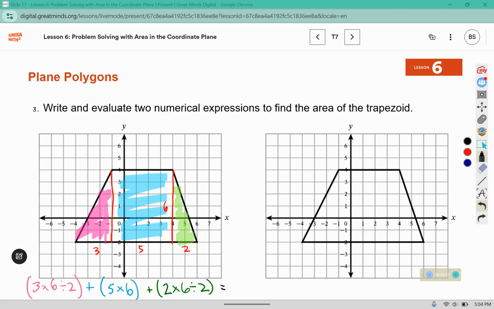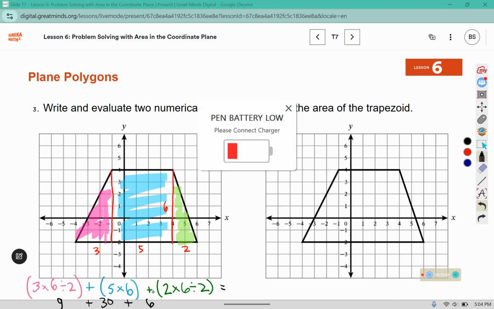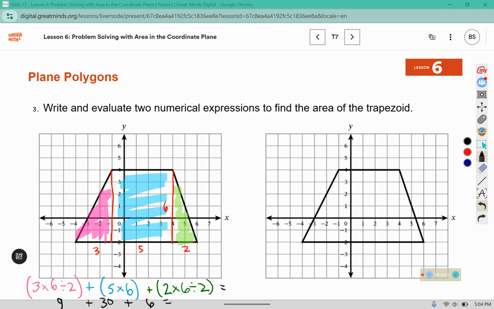It says write and evaluate, which means find the answer. 3 times 6 is 18. 18 divided by 2 is 9. 5 times 6 is 30. 2 times 6 is 12. 12 divided by 2 is 6. 9 plus 30 is 39. 39 plus 6 is 45 units squared.